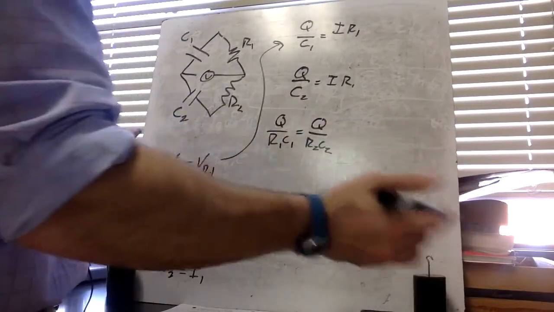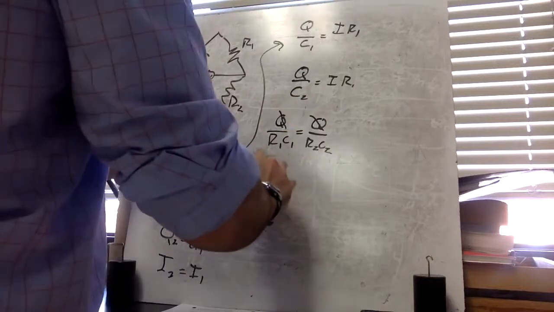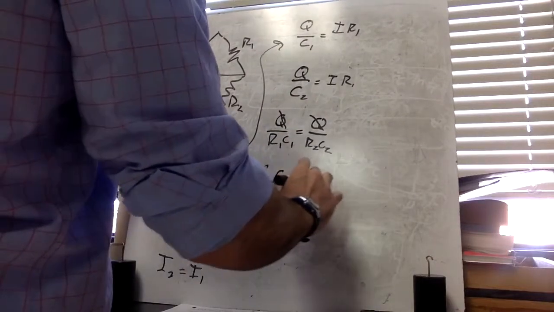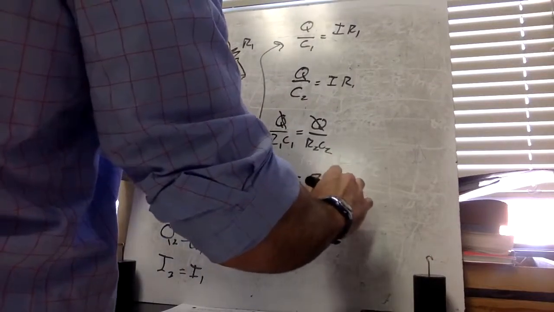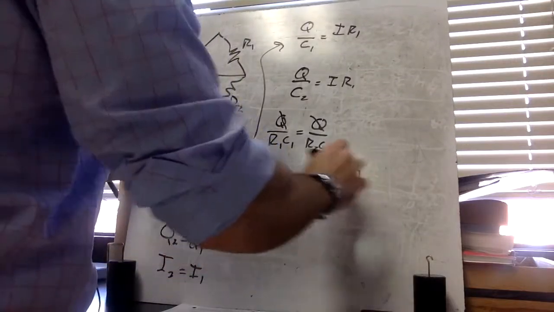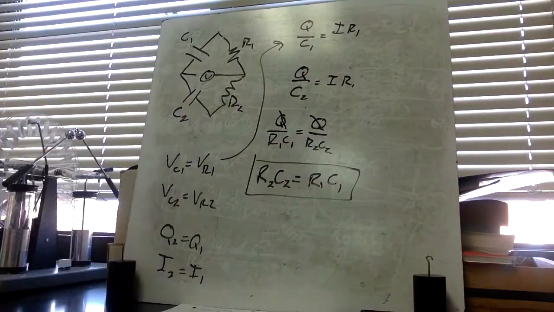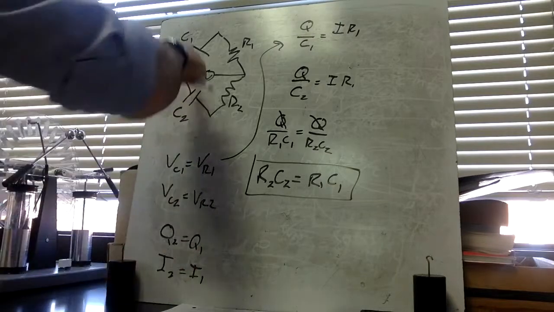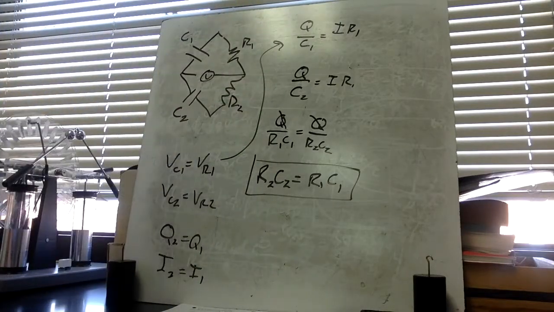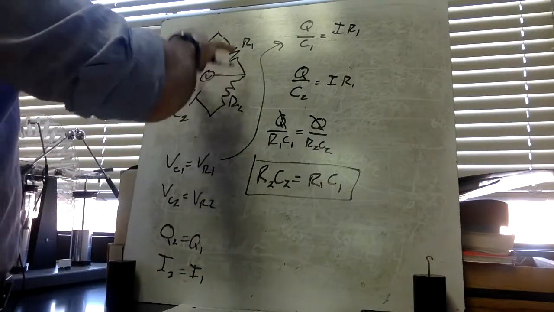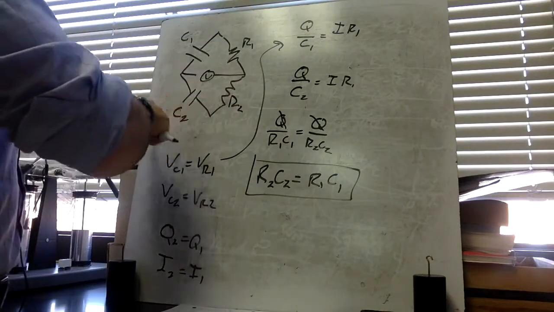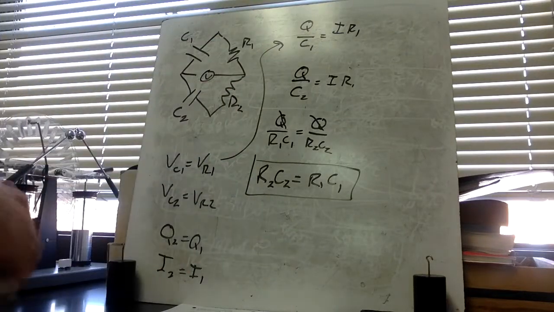But the charge is the same also, so these cancel out. So now R2 C2 is equal to R1 C1. So we end up with this kind of thing. And now notice this is different. This is not the product of the diagonals. It's the product of the 2 top ones equals the product of the 2 bottom components.